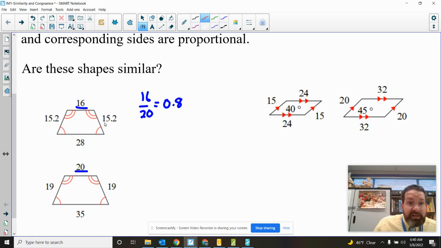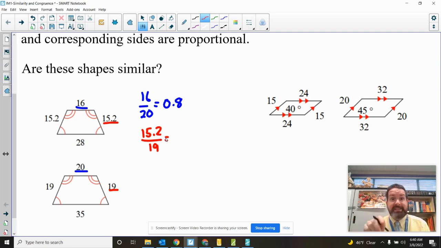So let's now check the sides here on the right. So on the right and on the right. 15.2 divided by 19. All I'm interested in is, am I going to get the same result? Is it still going to be 0.8? Sure enough. Okay, so far so good. Now, this is a little bit handy in that because this other left side is the same numbers, we don't need to recheck it. We're going to get the 0.8 again.